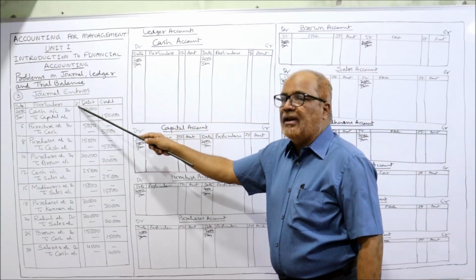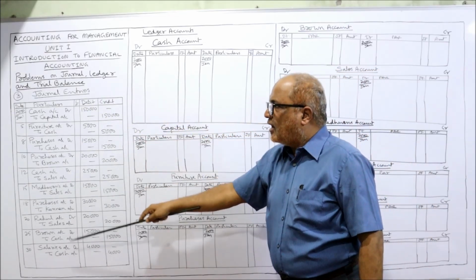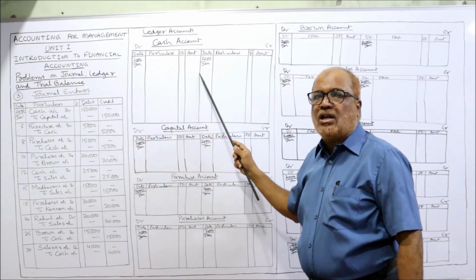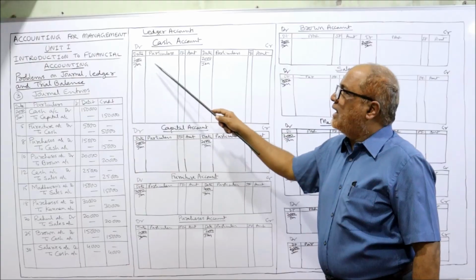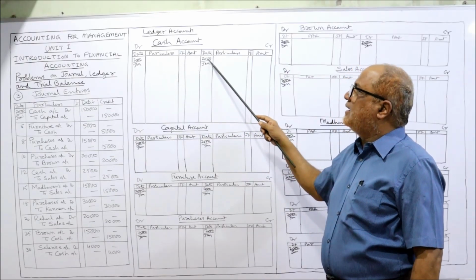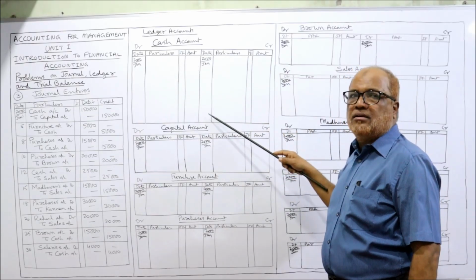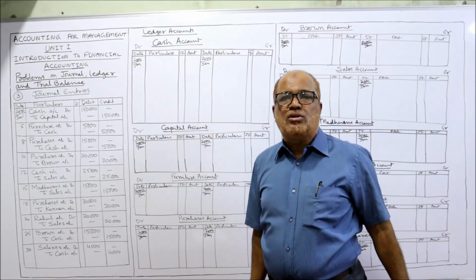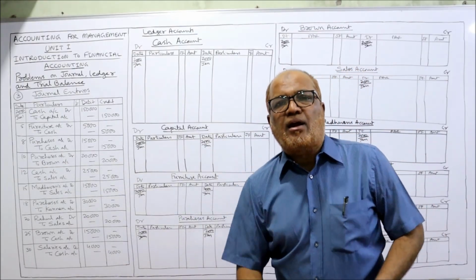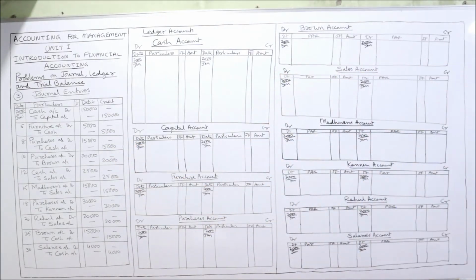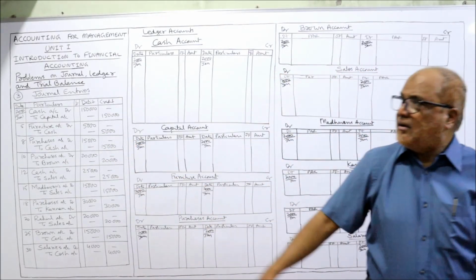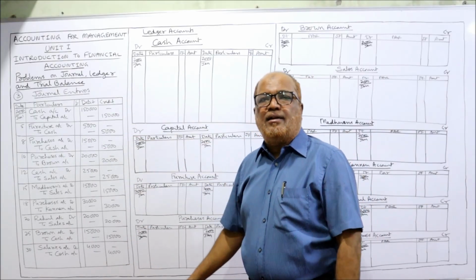Here we have LF, ledger folio. In journal, ledger folio. In ledger, journal folio. Right? Amount. So date, particulars, JF, amount. Similarly, date, particulars, JF, amount on the credit side. So this is the ledger account. We have to open the ledger account for all the accounts affected in the transaction, in the journal entries.